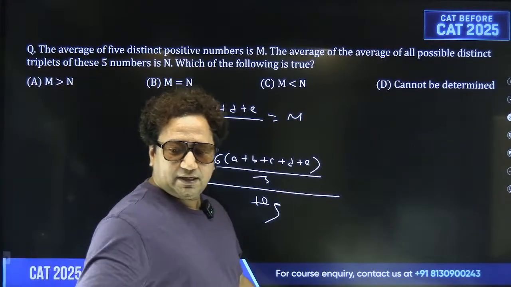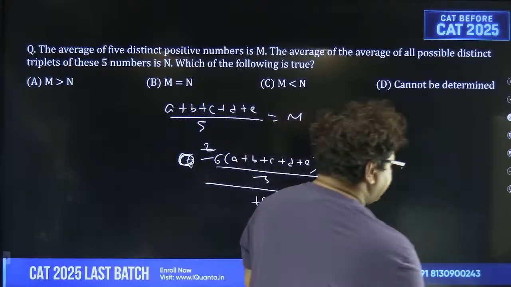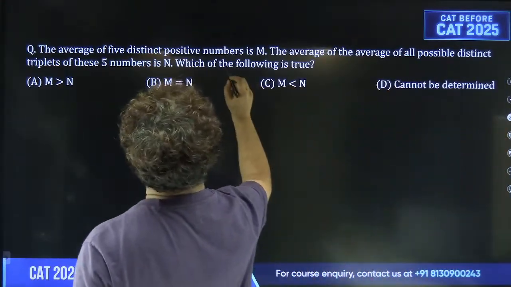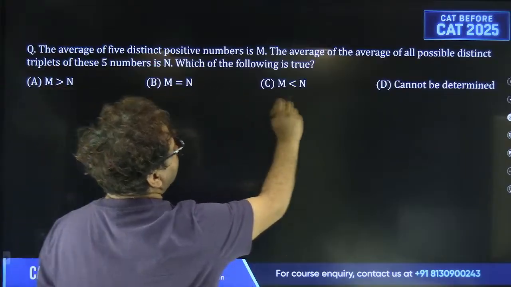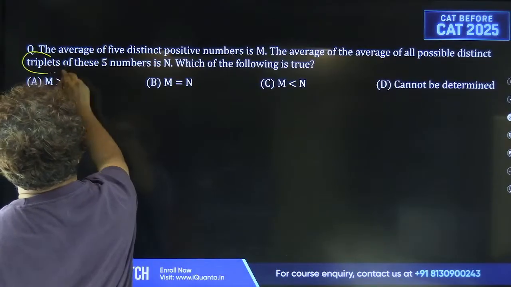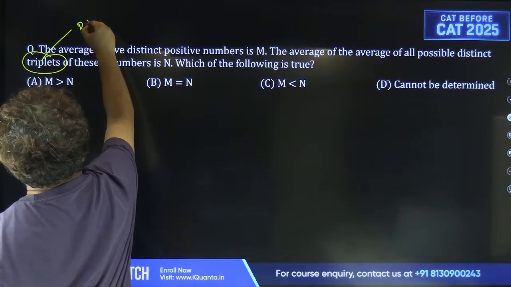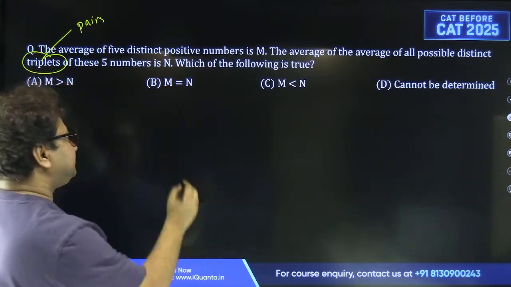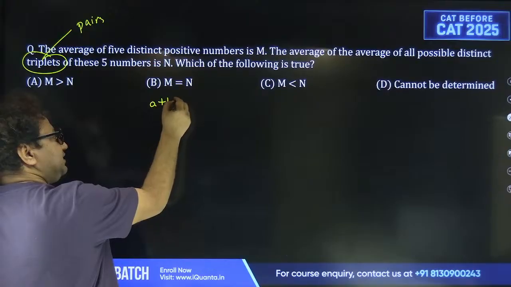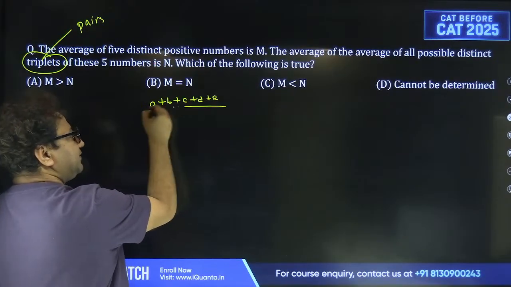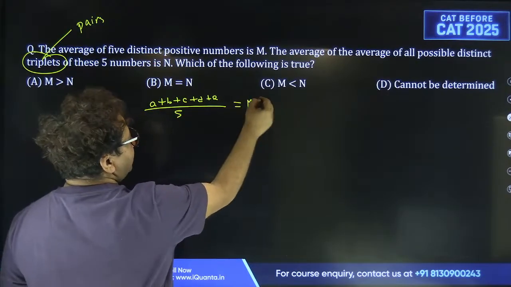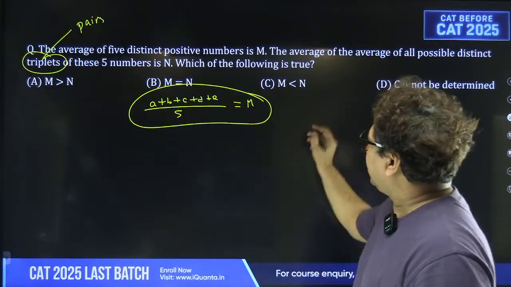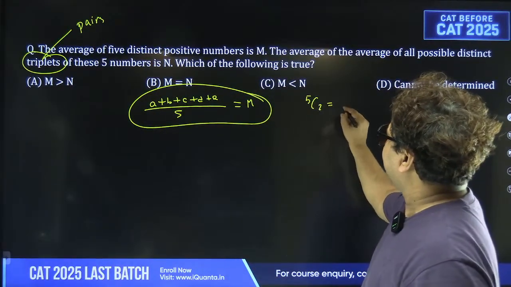Now, Jagjit, watch carefully. Let's say in this question, if they had asked not about the triplets, but the doublets or let's say pairs, then what will happen in the question? Everybody pay attention. A plus B plus C plus D plus E is constant. This is the value of m. And if I want to make the pairs, how many pairs can I make? I can make 5C2 pairs, 10 pairs.